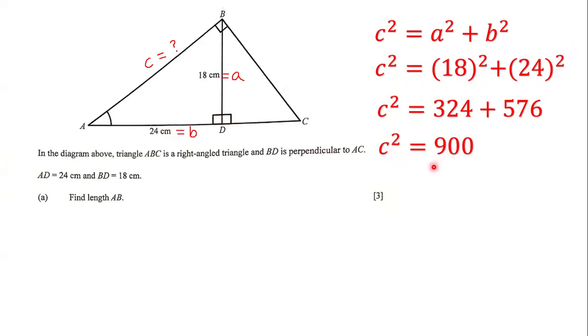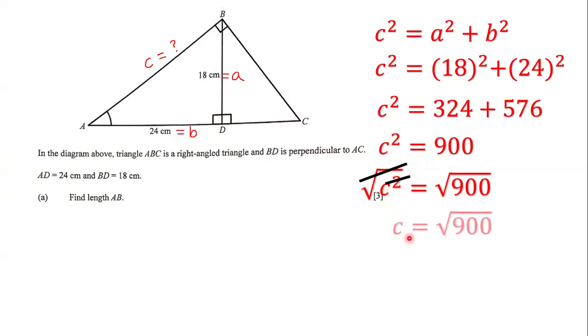Now, in order to figure out what is C, we're going to take the square root of both sides of this equation. So we cancel this and we cancel that. And so we get that C is equal to the square root of 900. Now, the square root of 900 is going to be 30. So that means that C is equal to 30. And so the length AB is equal to 30 centimeters. And that's the answer.